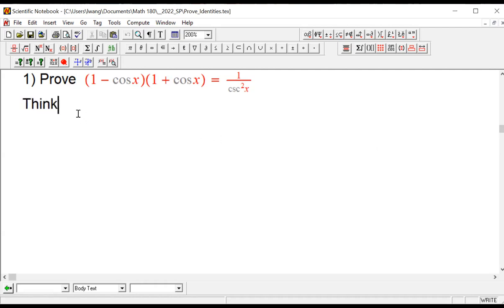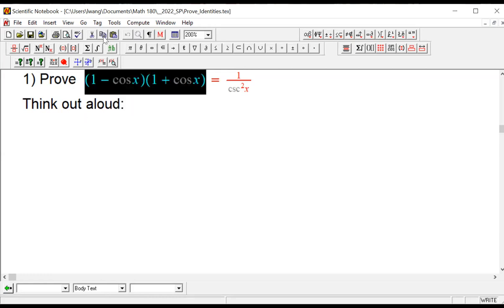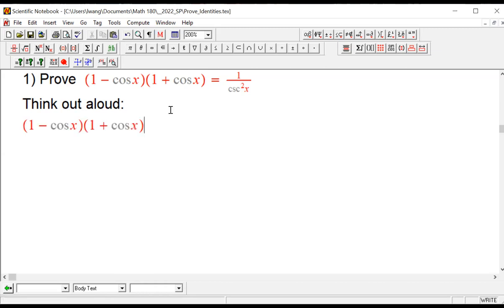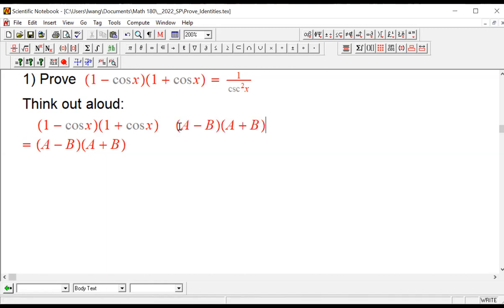Think out aloud. When we see this format, it should remind us of this form: A minus B multiplied by A plus B. You may find yourself still using this formula when you're taking calculus 3. Needless to say, you're going to see this a lot. You're going to see many places where this formula is necessary.